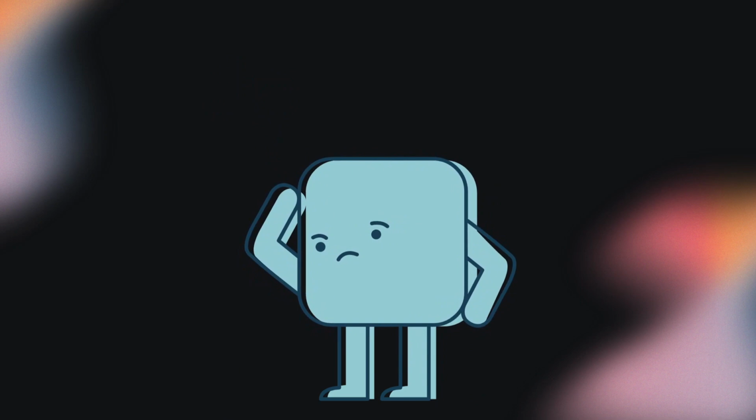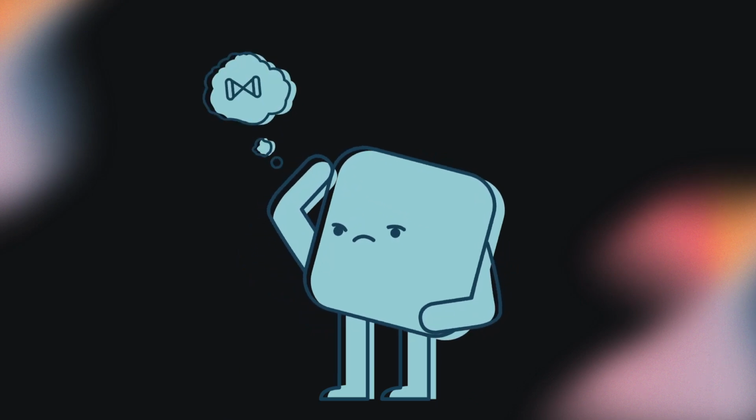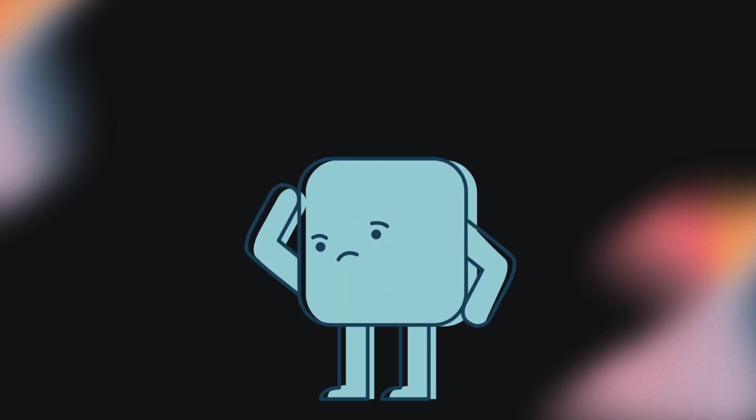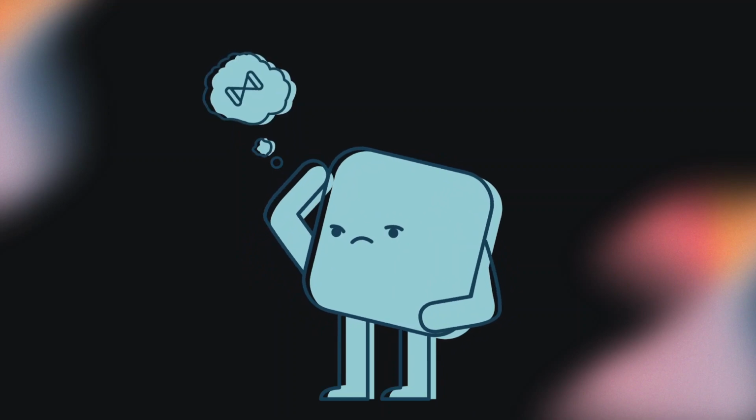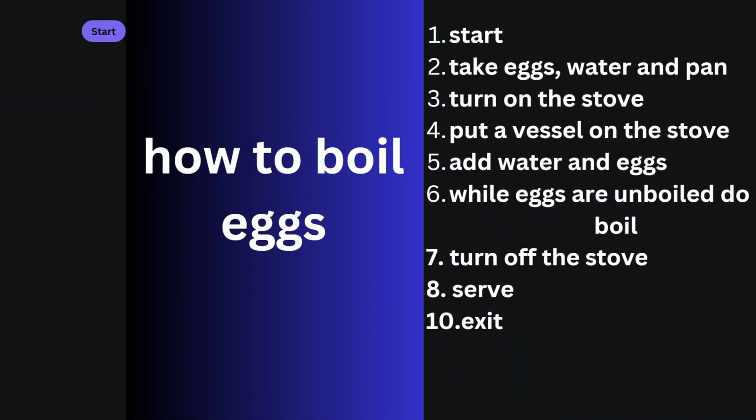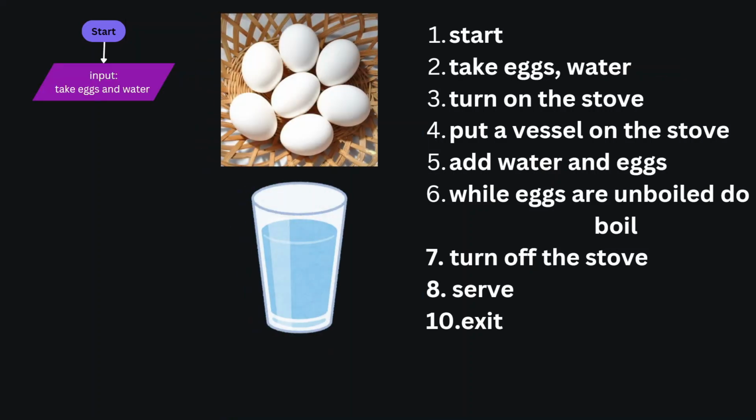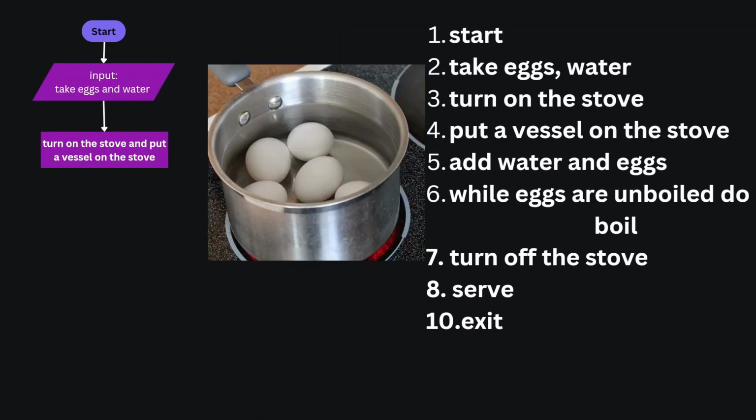Now you might get confused about how we code in Java and what type of language it is. To understand the concept of coding, we can take a real life example. For example, if I want to boil some eggs for breakfast, there are some procedures to follow. First, I will start and take some input. For example, take some eggs and water, that will be our input, and turn on the stove, which is the process of that, and put a vessel on the stove and add water and the eggs to the vessel.